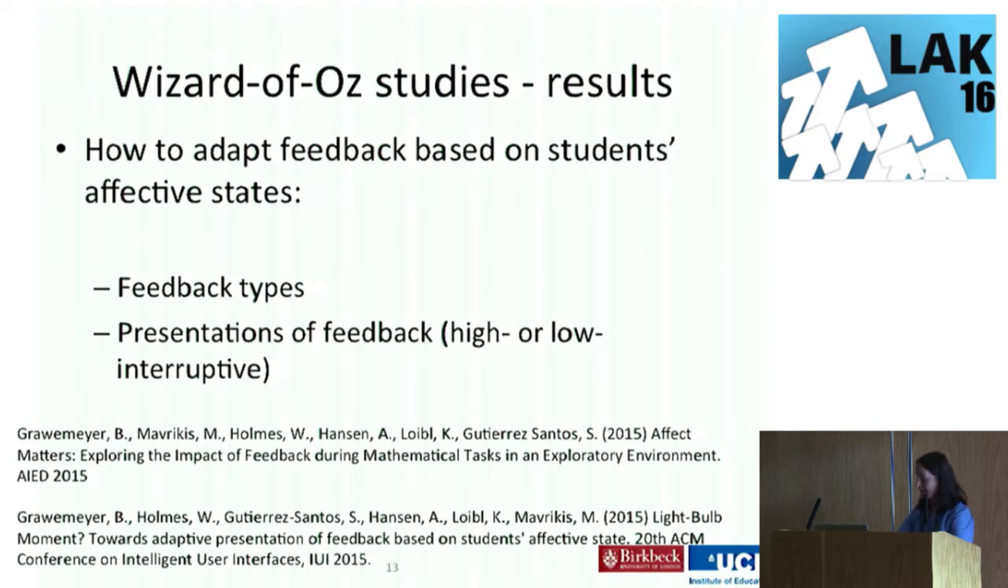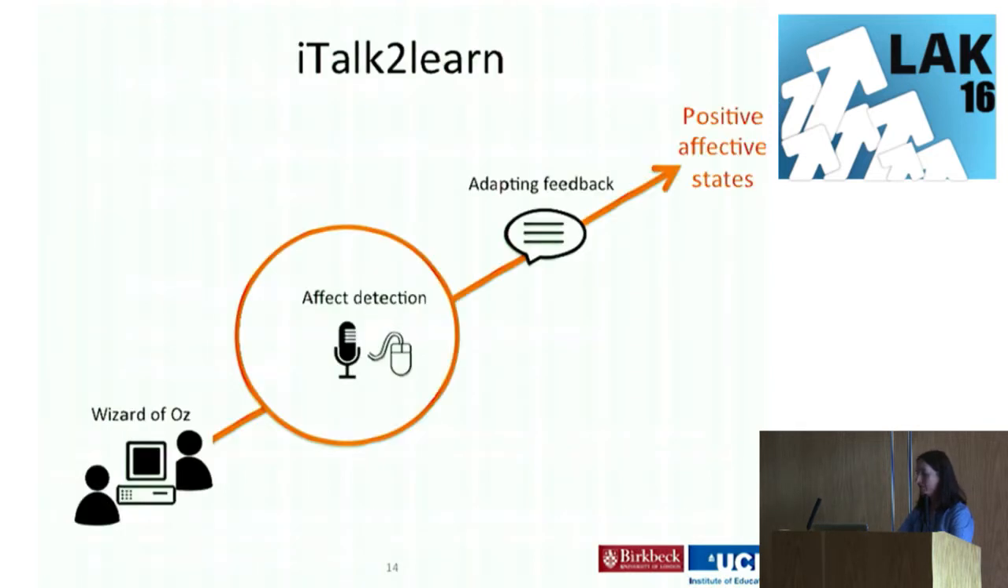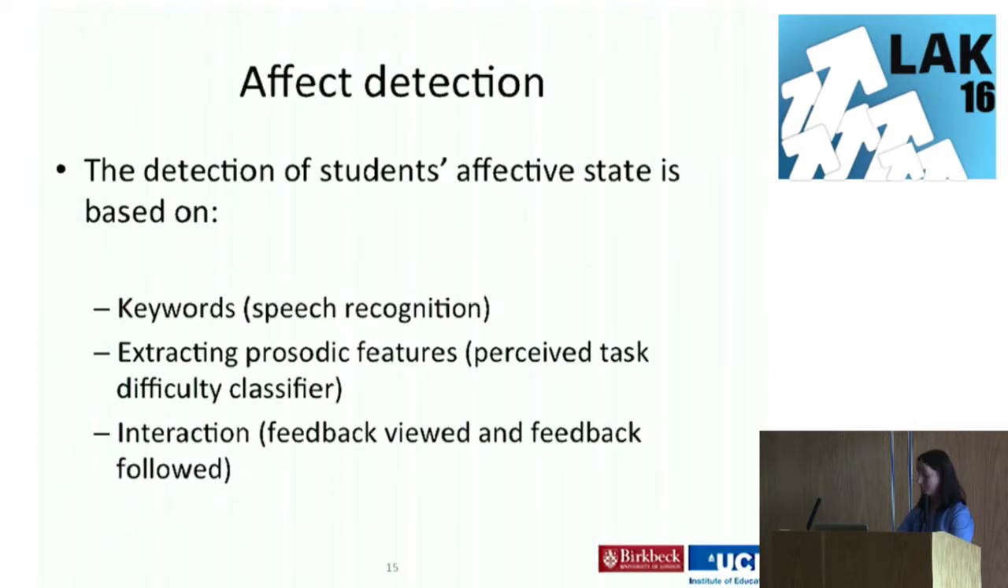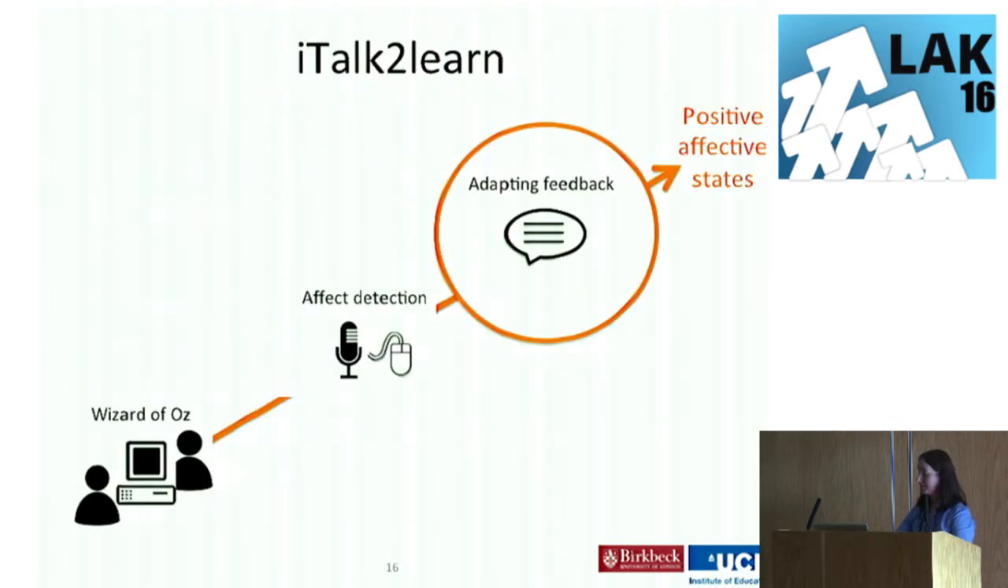So based on this data from the Wizard of Oz studies, we were then able to detect students' affect, as I said, based on keywords, on prosodic features like tone of the voice and speech pauses, as well as interaction, like if they followed the previous feedback or not. Then based on this, we started with our implementation of the adaptive support.